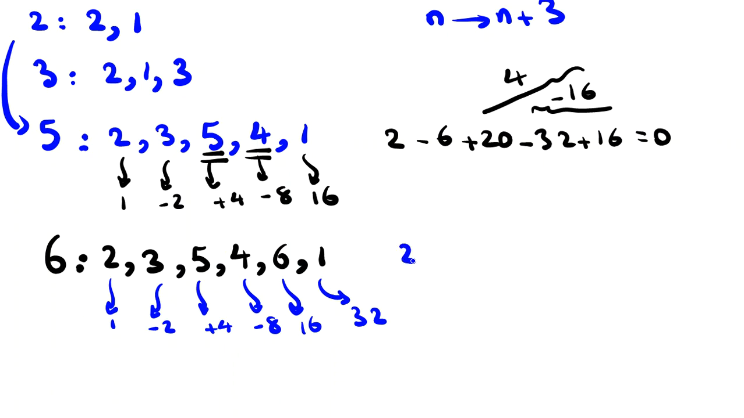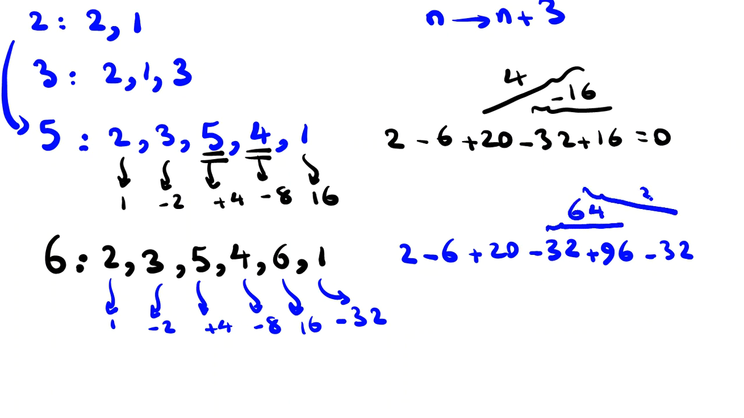So 2 times 1 is 2, -6, 20, -32, and plus 96. This one, sorry, it's -32. So here you say, okay, this minus this is 64, this minus this is 32. And okay, so here it's not 0.